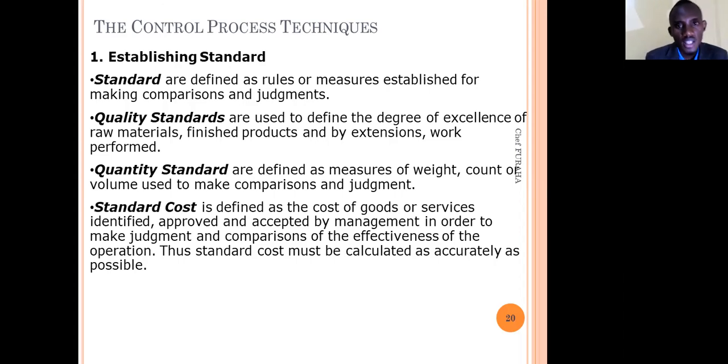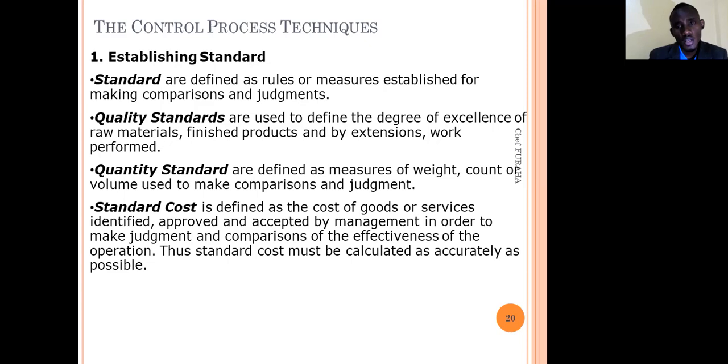If it is quality standards, those are rules or measures that we are going to establish in order to ensure that quality products and quality services are given to our customers. How are we going to have quality services and quality products? That can start by saying that we must receive only quality raw materials. If it is quantity standards, the quantity must be observed: the portion size while serving, the quantity of what we purchase.